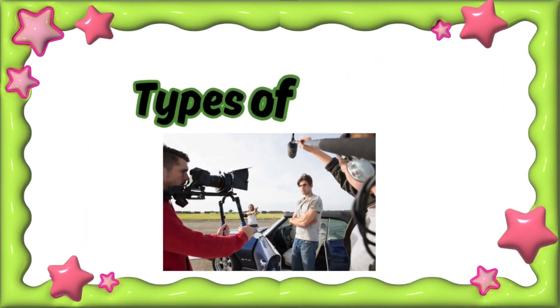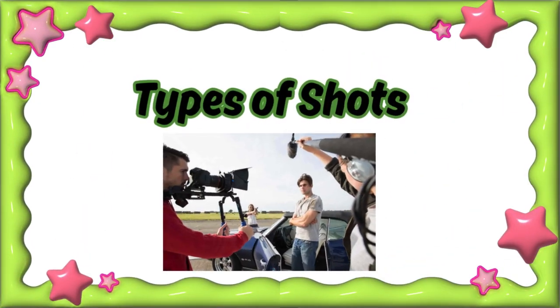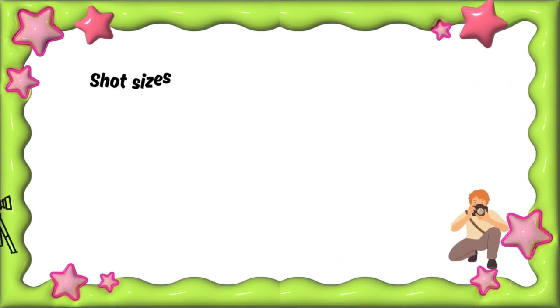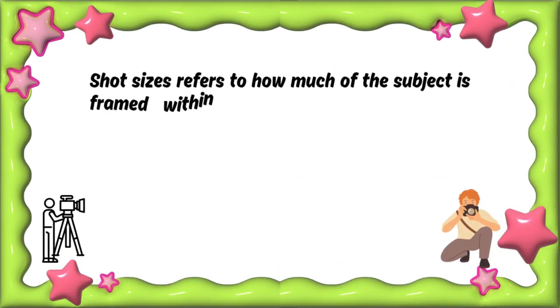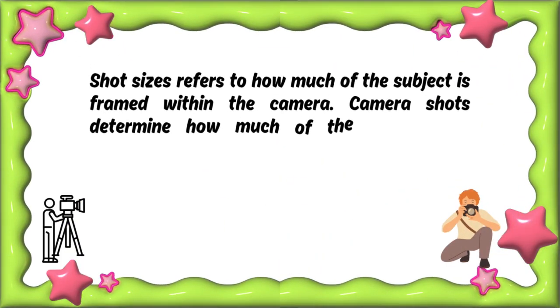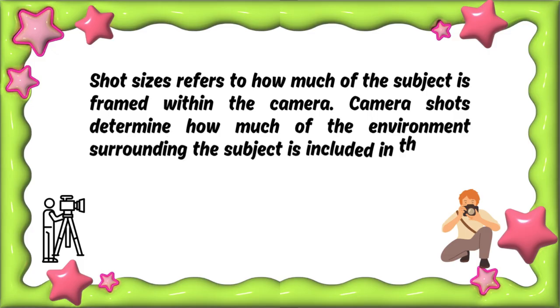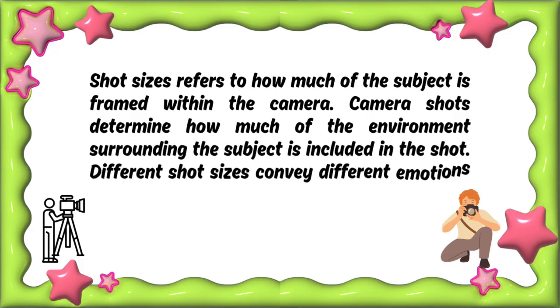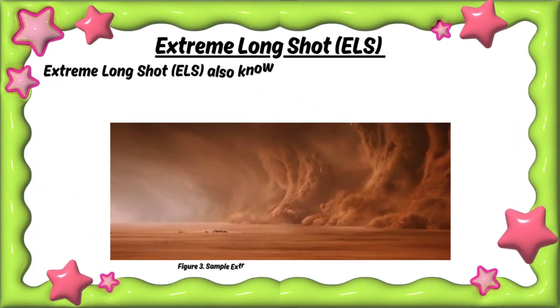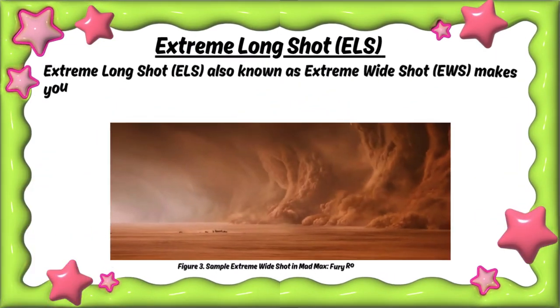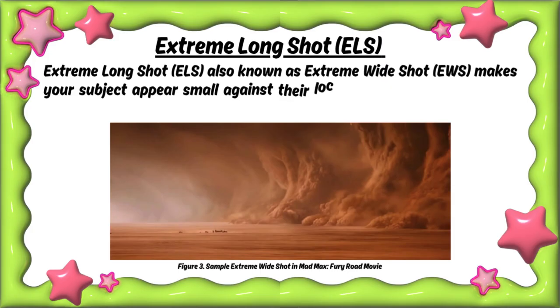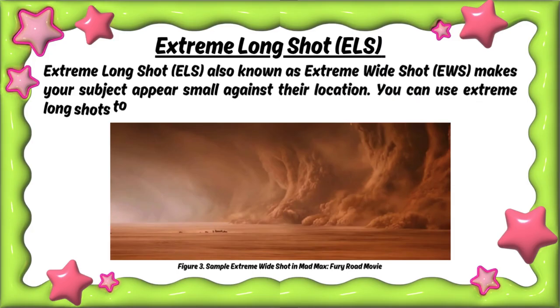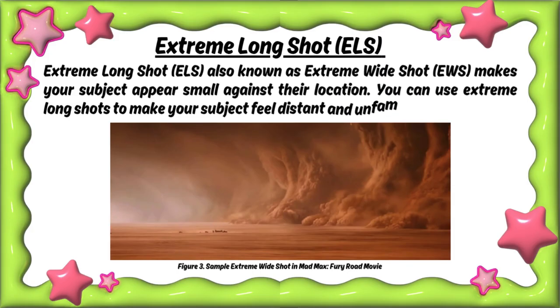Types of shots. Shot sizes refers to how much of the subject is framed within the camera. Camera shots determine how much of the environment surrounding the subject is included in the shot. Different shot sizes convey different emotions and information. Common types of shots. Extreme long shot, ELS, also known as extreme wide shot, EWS, makes your subject appear small against their location. You can use extreme long shots to make your subject feel distant and unfamiliar.